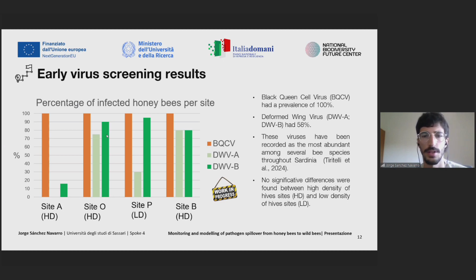We chose these viruses because they have been recorded as the most abundant among several bee species throughout the island of Sardinia. And for the moment, there are no significant differences between high density of hive sites and low density of hive sites. But as I said, we're currently working on it, and next year, starting in October, I will be carrying out the complete virus screening, and then proceed with the gathered data to do the modeling and statistical part.